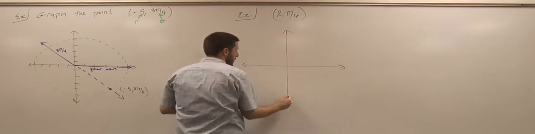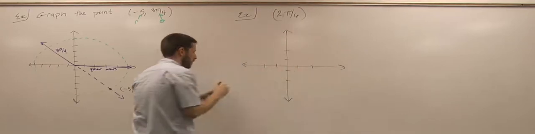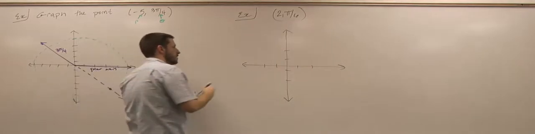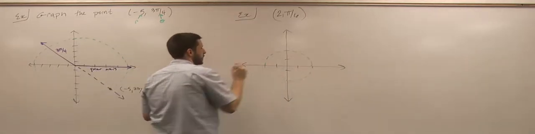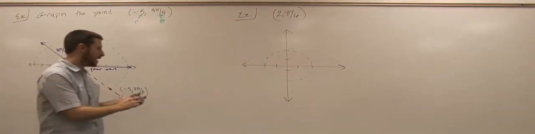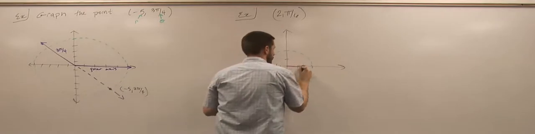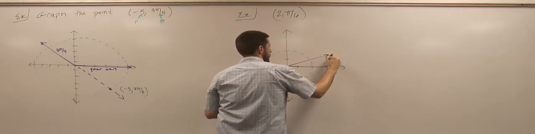First quadrant, radius 2. Well, that's easier than 5, I can do that. Radius 2. Check out this circle. Oh, it's so circular. All right, so circle, radius of 2, pi over 6. Here's my polar axis. Here's pi over 6.